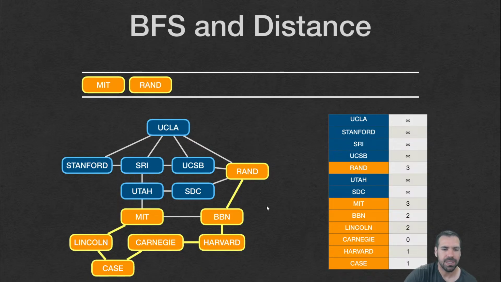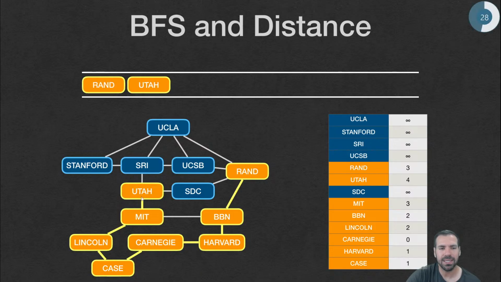No, I want to go a few more steps first. So MIT, DQ MIT, we're going to check Utah, mark it as explored because it has not been explored, enqueue it, set its distance equal to 4, MIT's distance plus 1, and then RAND, just to be thorough, and MIT is going to check Lincoln, already explored, do nothing, BBN, already explored, do nothing.